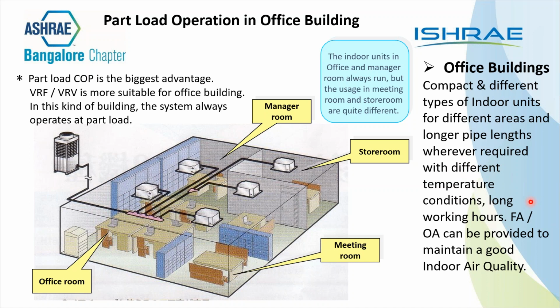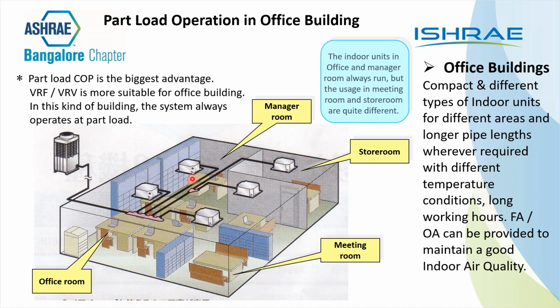You can have longer piping. You can have outside air or fresh air to give good indoor air quality. So the part load COP is the biggest advantage in this VRF or VRV system. It is more suitable for office buildings. The indoor unit in the office manager's room may run always, or it can be vice versa. But the usage in the meeting room and storeroom is quite different. So that means the usage in these rooms is not constant.